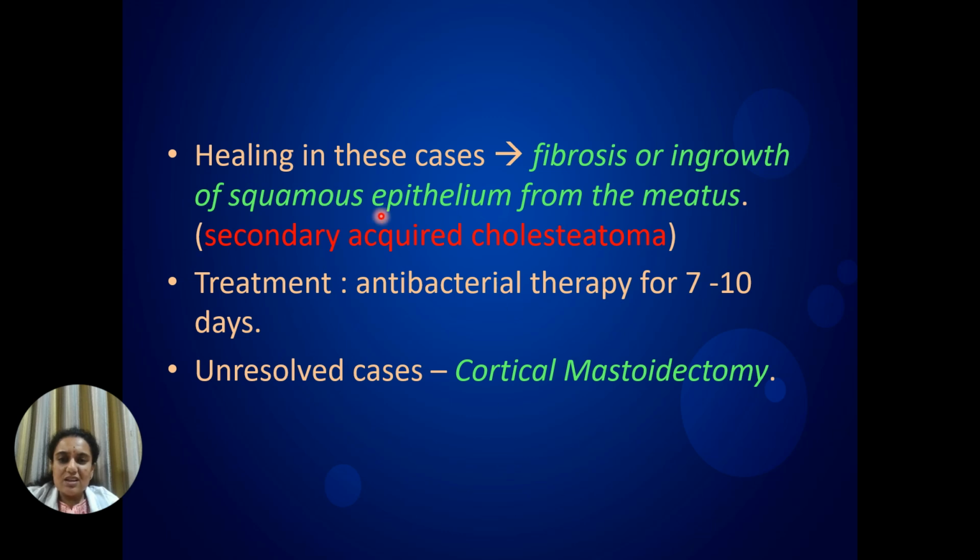In these cases, the healing is by fibrosis, and sometimes there would be secondary acquired cholesteatoma. We have to treat these cases by giving antibiotic for at least 7 to 10 days. Unresolved cases, we go ahead with cortical mastoidectomy.